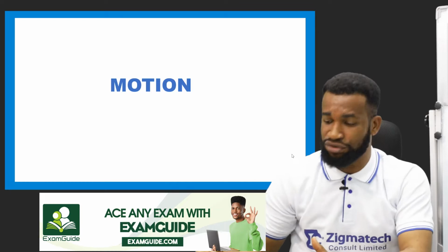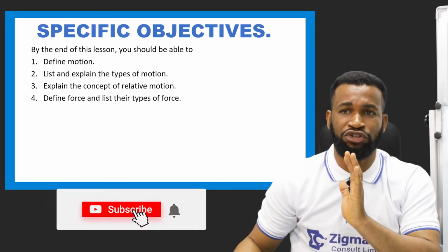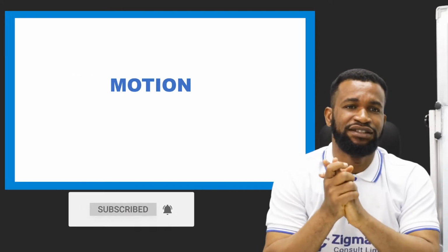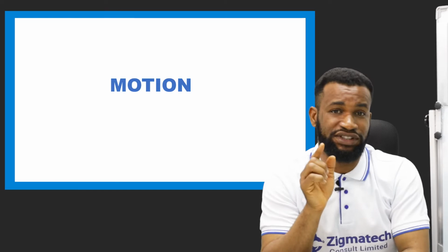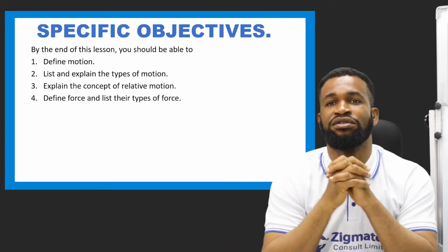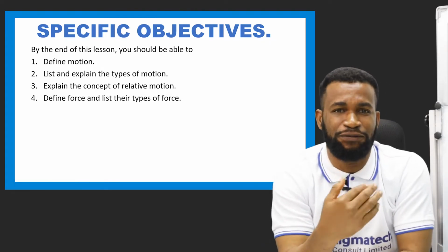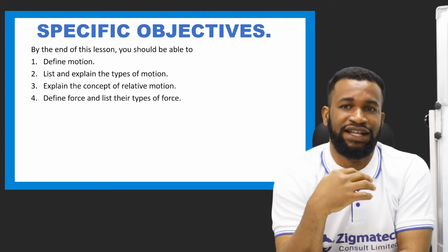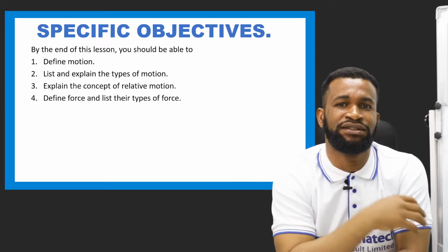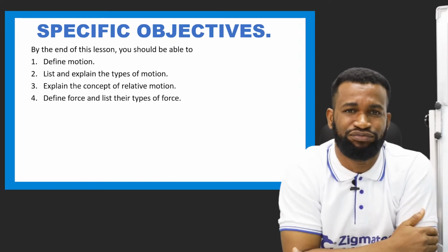Before we go into that, I want us to know that motion is defined as the change in position of a body with time. In this lesson, we are going to look at the definition of motion, list and explain different types of motion, explain the concept of relative motion, and define force and list its types.